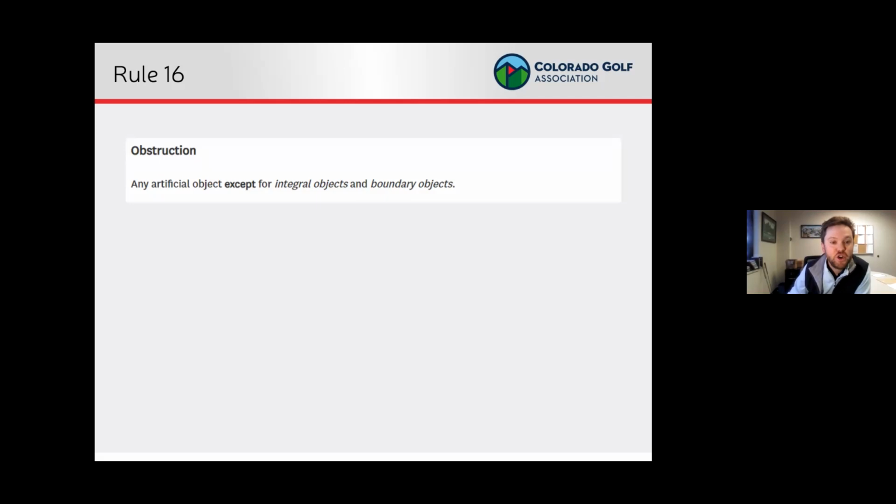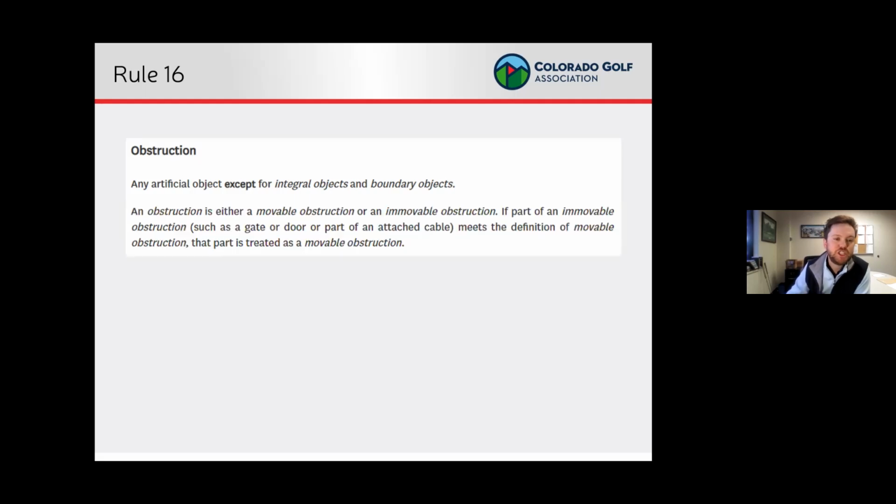Obstructions are very different. Integral objects and boundary objects are pretty close together, as in how you operate around them. There's no free relief for either of them, and you can't move them. So pretty similar. The boundary objects are maybe a little more important because they show the defined edge of the course, and this is in, this is out. So anyways, obstruction is either movable or an immovable obstruction. So either you can move it or you can't.